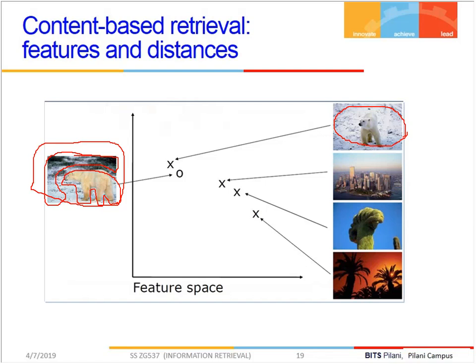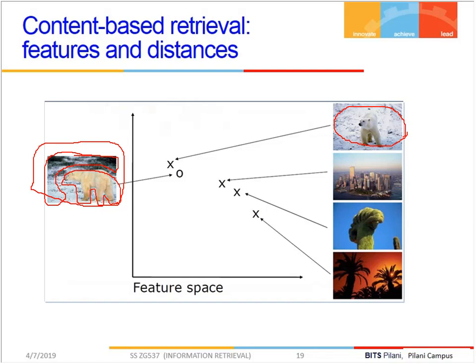So if this is a polar bear visual term, the posting list of this polar bear visual term will contain all images of polar bear only. And the posting list of the visual term which has this icy background will contain all the images of icy background only. Once you have the two postings lists generated, you take the common images, that means those that have the polar bear and also the icy background. Those images you retrieve as an answer to your query. So this is called content based retrieval.